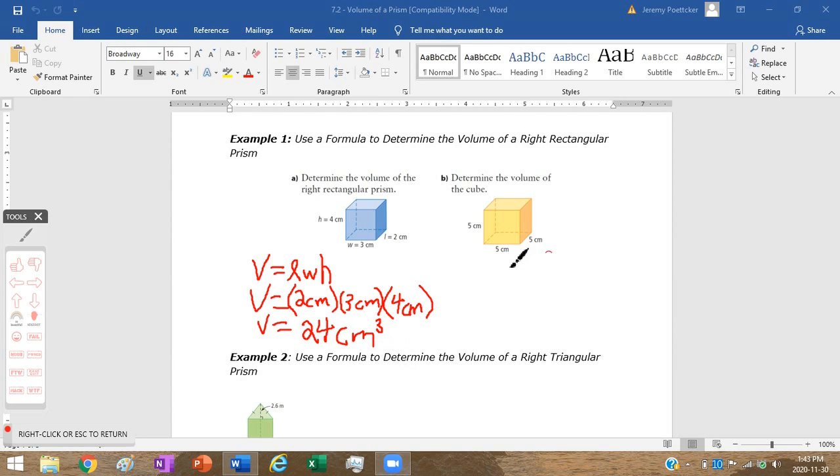Alright, with a cube, we could use length times width times height, right? 5 times 5 times 5. We can also, and this is going to be the one that you should get used to seeing as well, volume is equal to side cubed. And all that's going to mean is volume equals 5 centimeters. We pop that in brackets.